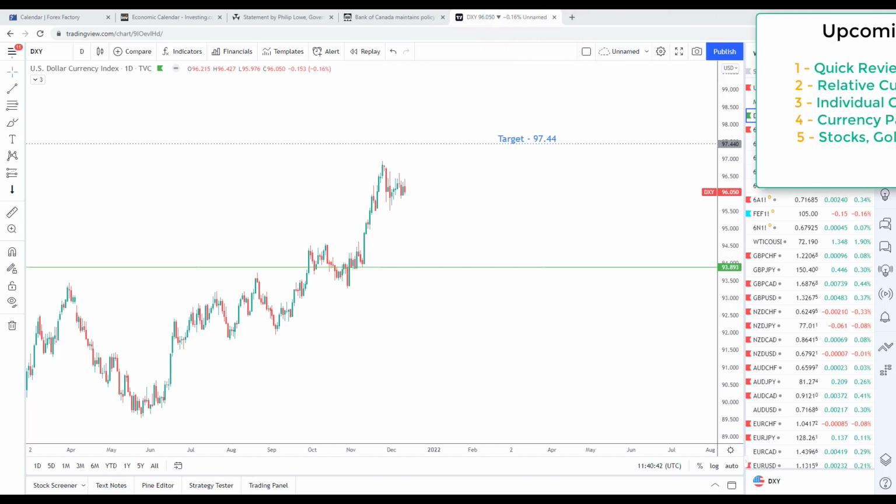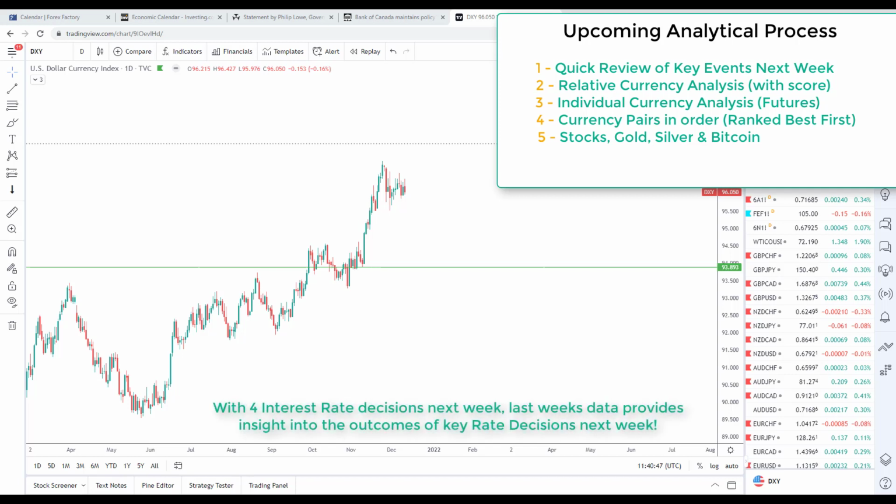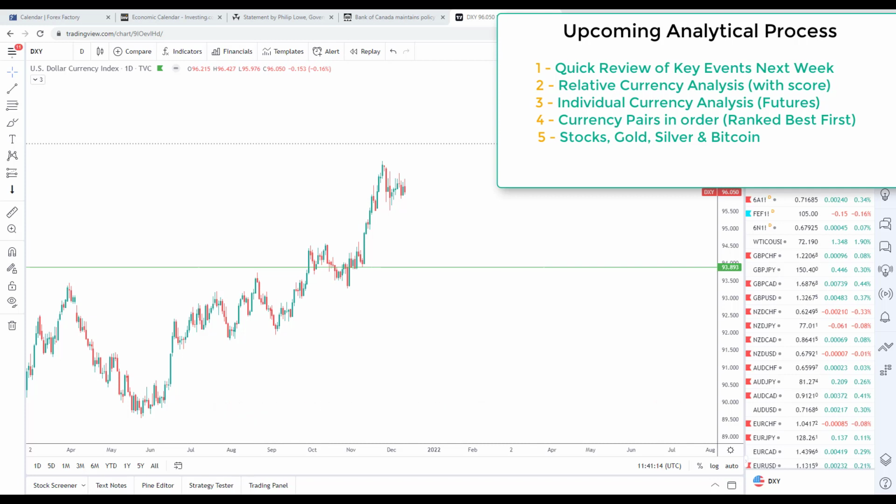We're going to start off as we always do by having a quick review of the key events heading into next week, and this is going to be very important this morning because we have a number of interest rate decisions. We have FOMC next week, and a number of pieces of data which came out last week can give us an indication of what's likely to happen in all probability next week in a couple of these interest rate decisions. So the economic data today is going to be very important to look at.